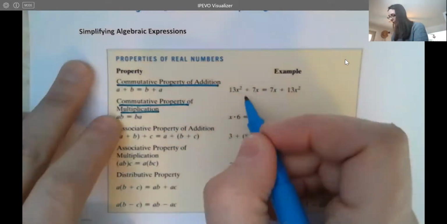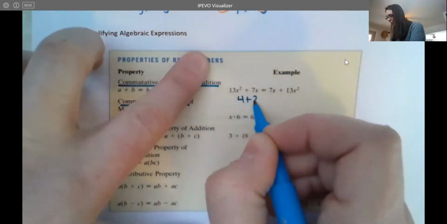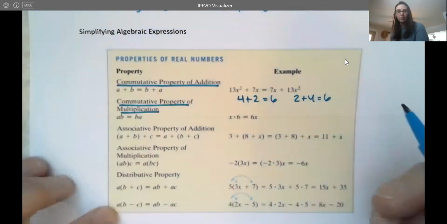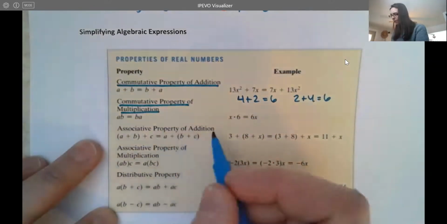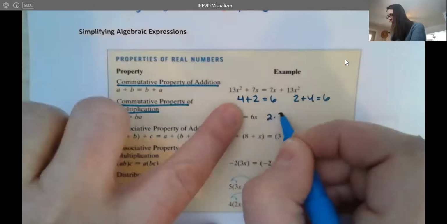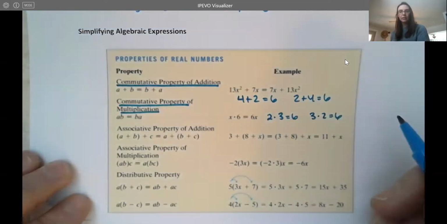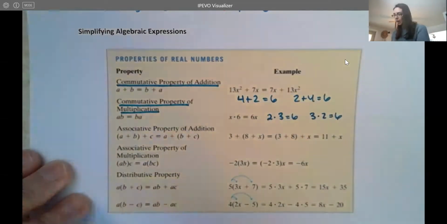So for instance, if I add 4 plus 2, I get 6. Or if I add 2 plus 4, I still get 6, right? The order doesn't matter. Same thing for multiplication. If I do 2 times 3, I get 6. Or if I do 3 times 2, I also get 6. So that's the commutative property.